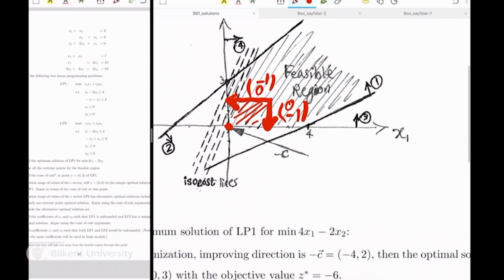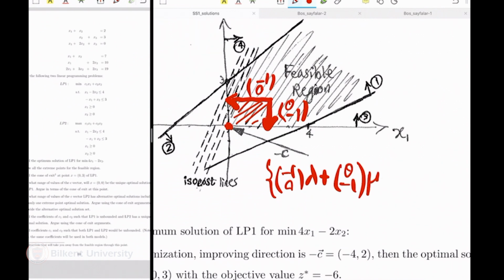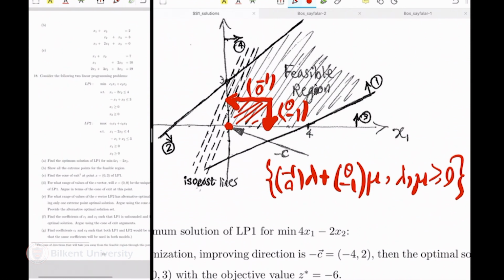And the cone of exit that I can introduce is -1, 0 lambda plus 0, -1 mu for lambda and mu bigger than or equal to 0. It's a maximization. The question is about LP1, which is a minimization. So then I multiply it by -1, and I say that the solution for minimization is this one.